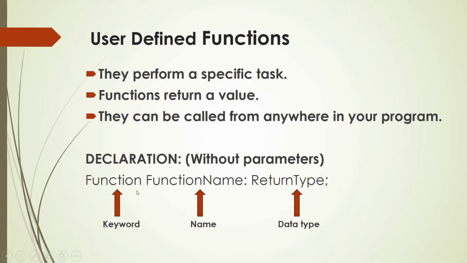A function is declared with the keyword function, followed by the name of the function, a colon, and then a return data type. This is a function declared without any parameters. Note there are no parameters being brought into this function. All the function is doing is performing a specific task and returning a value. The value being returned must be of a specific data type.